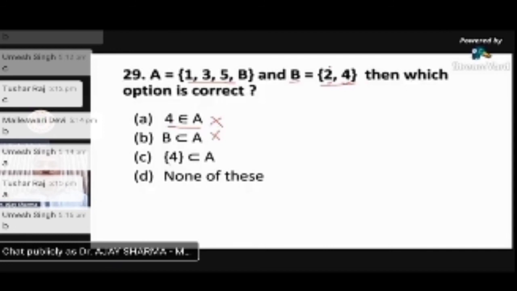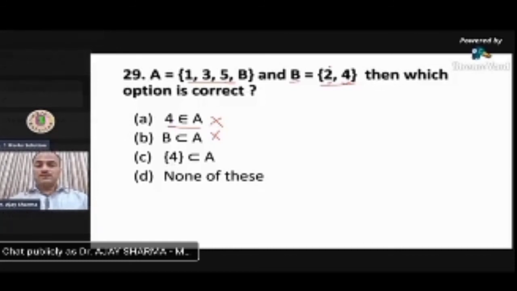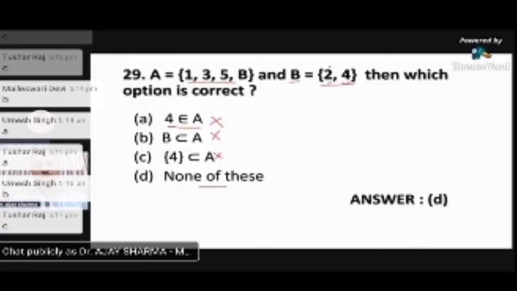Now next we have 4 is a subset of A. Now this element 4, is it a subset in the set A? It would be only when the element 4 is existing freely. So this is also not a possibility. So what is the possibility? We are left with the possibility that none of them is correct.